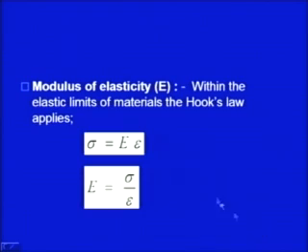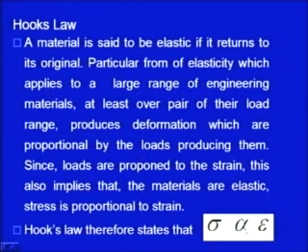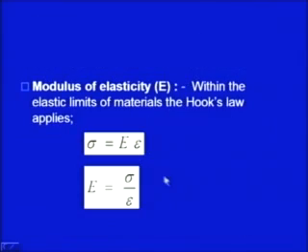Now, since there is a proportionality constant, if we want to equate this, we have a new term, E, that is also known as the modulus of elasticity, which is the magnitude of this elastic constant. But again, this modulus of elasticity is valid only within the elastic region. So within the elastic limit of the material, Hooke's law holds, and the modulus of elasticity is nothing but the stress divided by the strain.